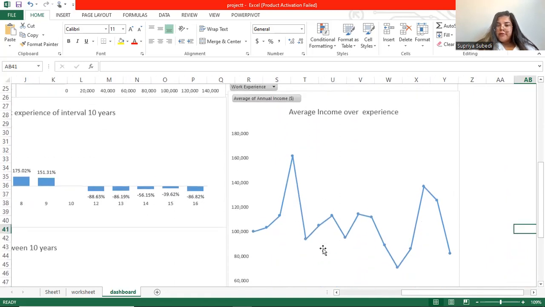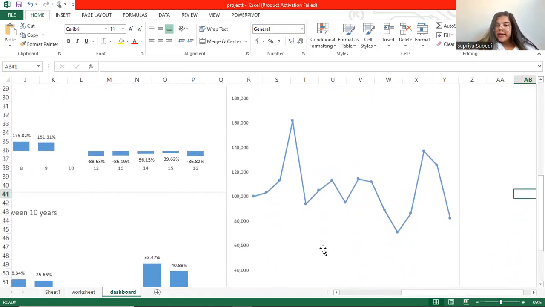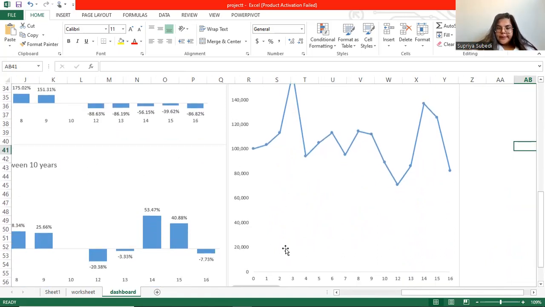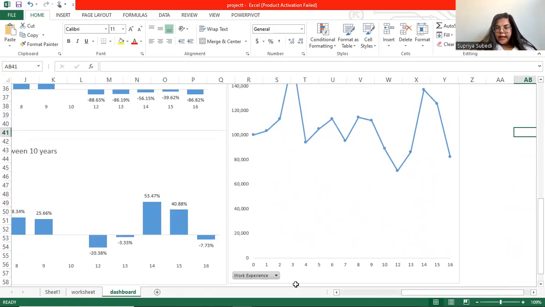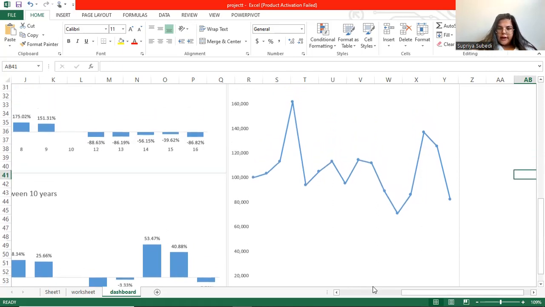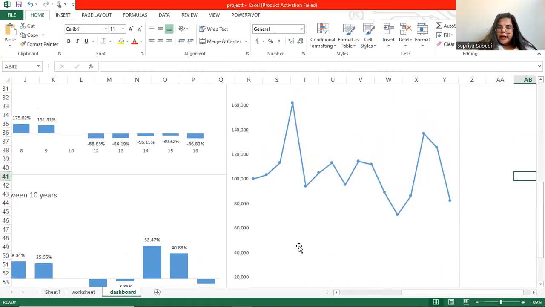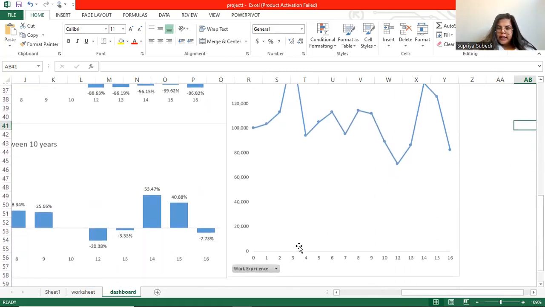So for the average income over experience for female, for the experience over 0 to 1 years, it's low. It's the starting point from 10,000 to 1 million, and the lowest here is for the 12 years, which is approximately 760,000 to 70,000. And the higher one is with the experience of 3 years.